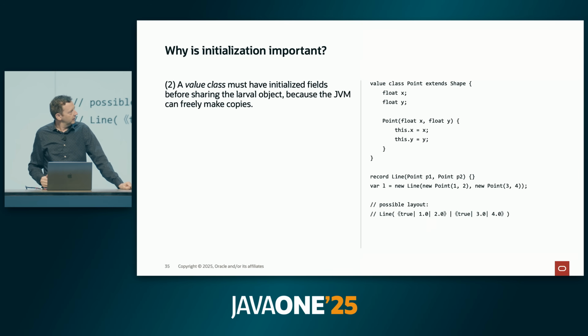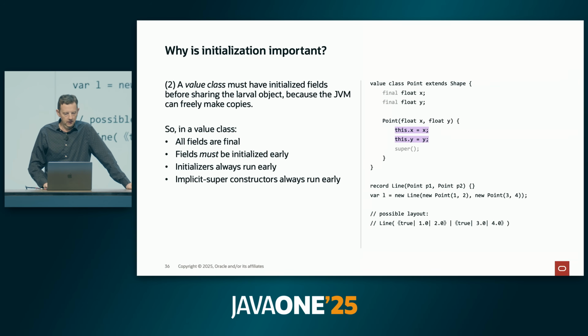So in the comment there at the bottom is an example of what a layout for an object that contains value object fields might look like. It can compress all the data right there, directly embedded within the object. And can't do that if the object might be larval and there might be coming changes. So with a value class, all the fields are final, and they all must be initialized early.